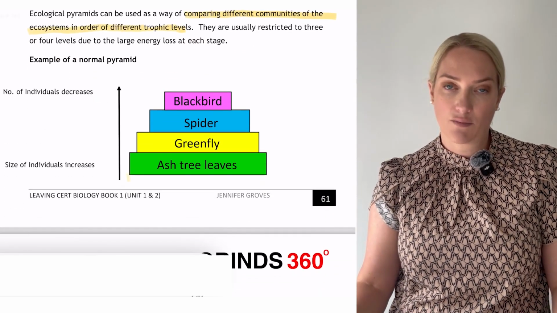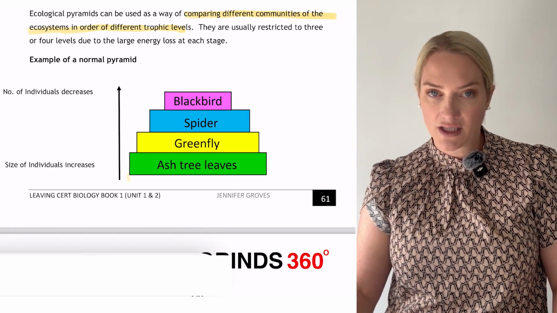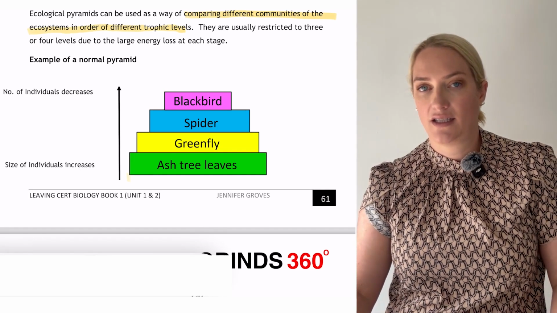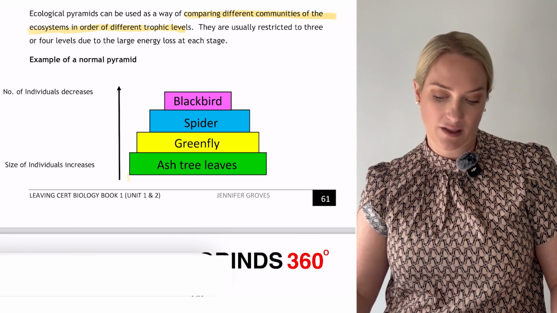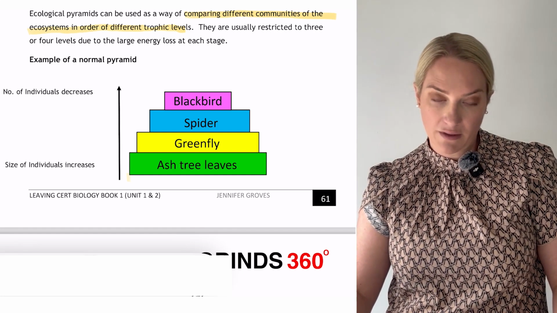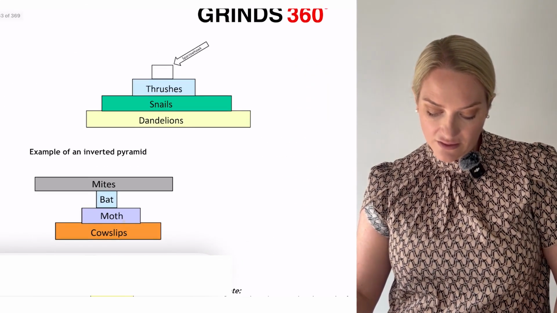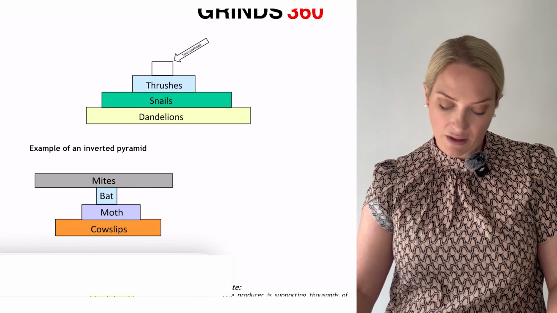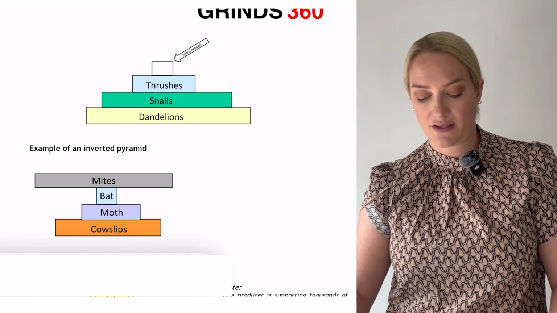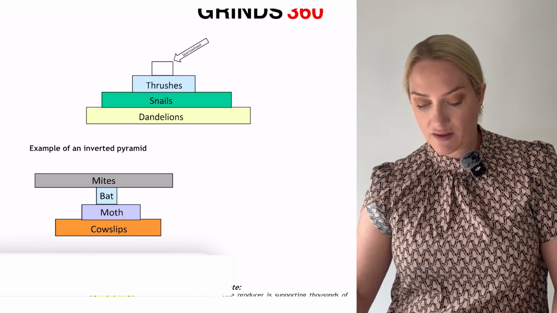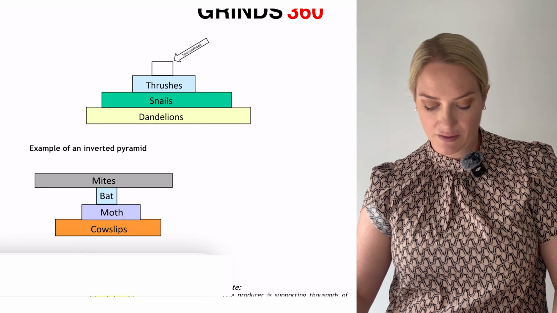So here's an example of a normal food chain pyramid of numbers. We have our ash tree. On our ash tree we have our green fly. Eating the green fly we have our spider, and eating that would be the blackbird. So you have your primary consumer, your secondary consumer, and your tertiary consumer. Here's another example. This is the food chain I had earlier on the previous page. We have dandelions, snails, thrush, and our sparrowhawk. So we have our producer, our primary consumer, our secondary consumer, and our tertiary consumer.